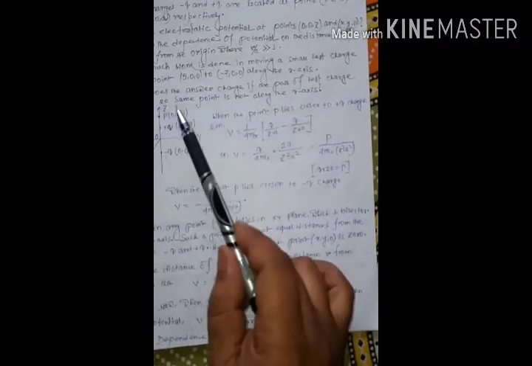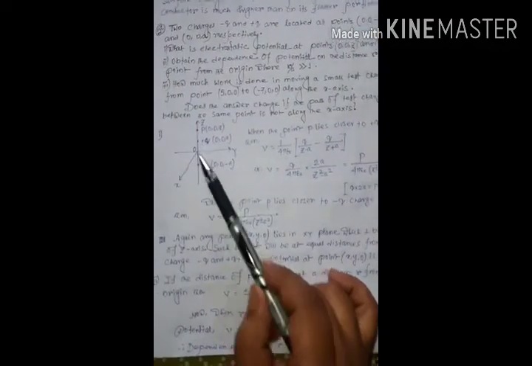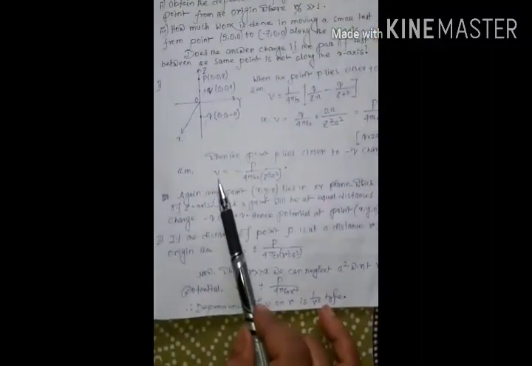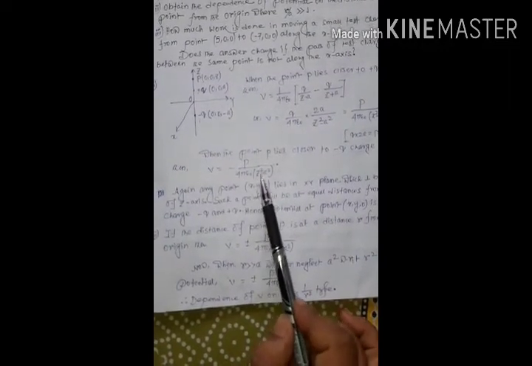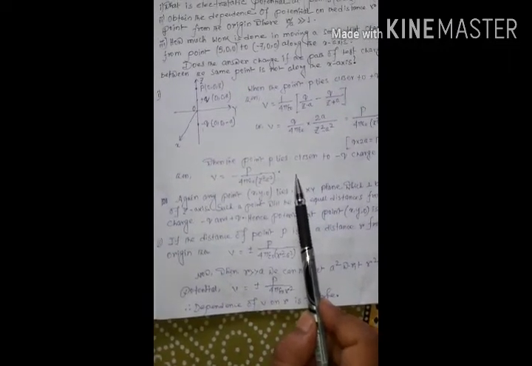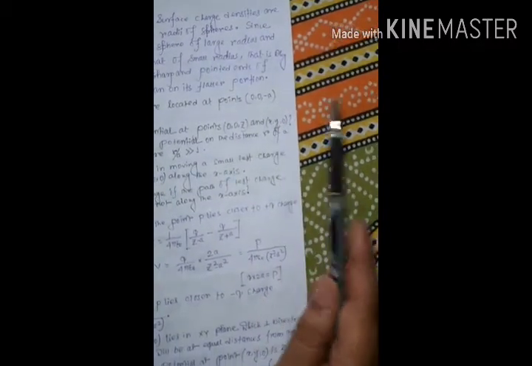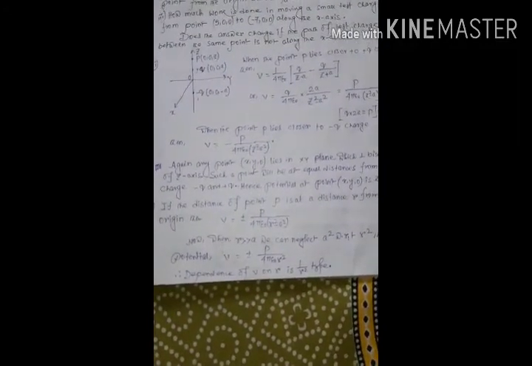Instead of the point P located near the plus charge, it may be located near the minus charge also. Then the potential at that point is given by V equals minus p by 4 pi epsilon naught into (z square minus a square). Clear? Now, if the point is (x, y, 0), then what is the potential at that particular point?